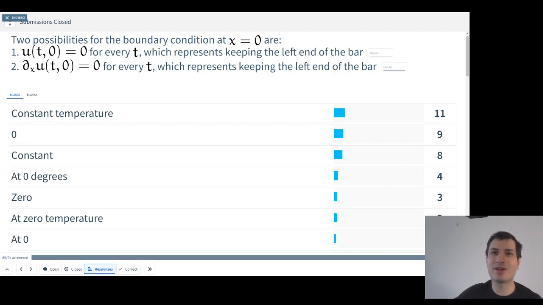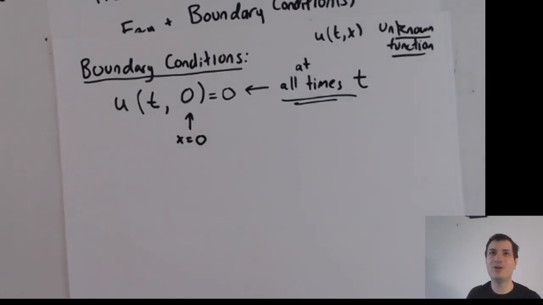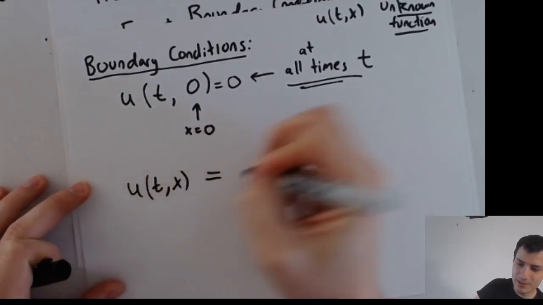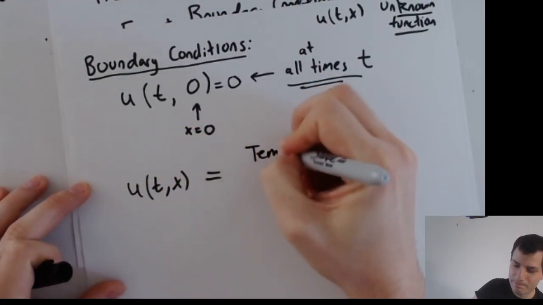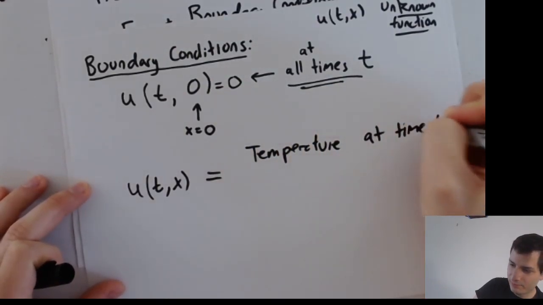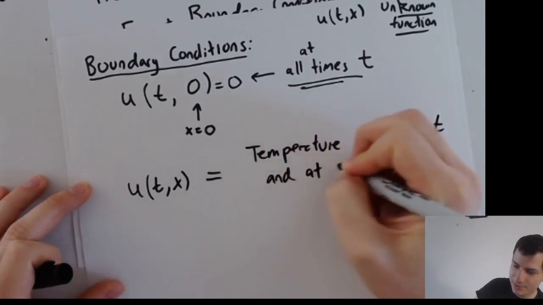So what is going on here? Remember the function u(t,x) is supposed to represent the temperature at time t and at position x.